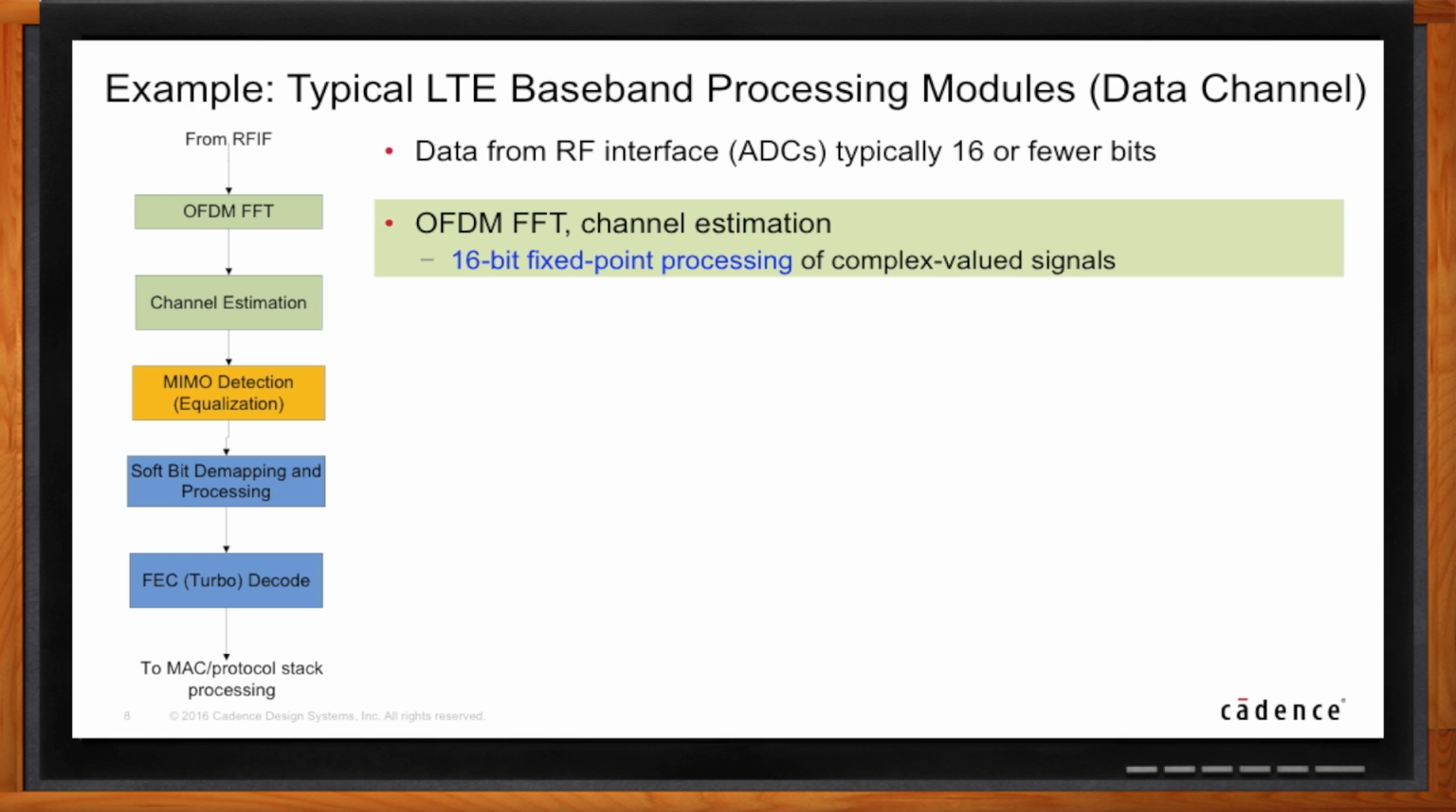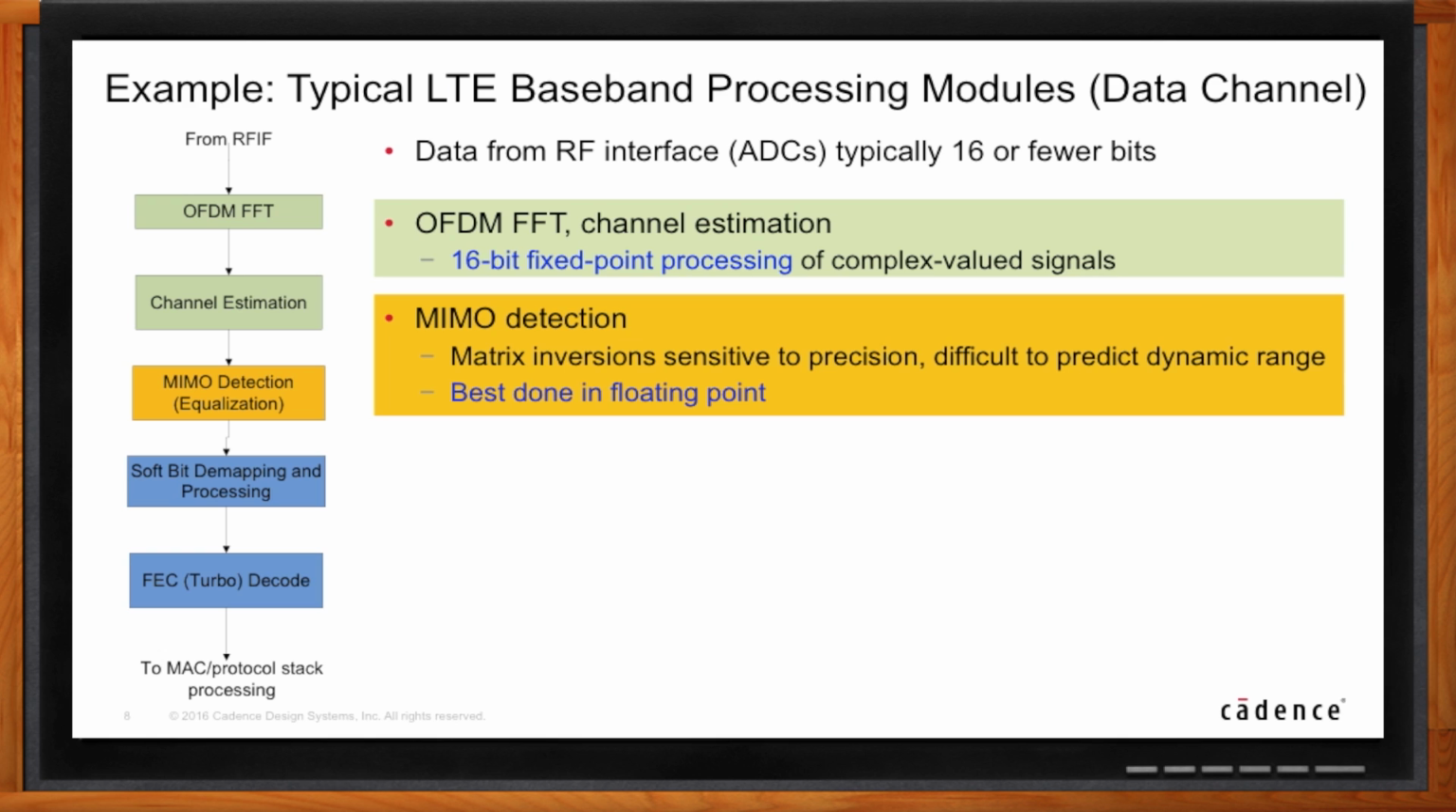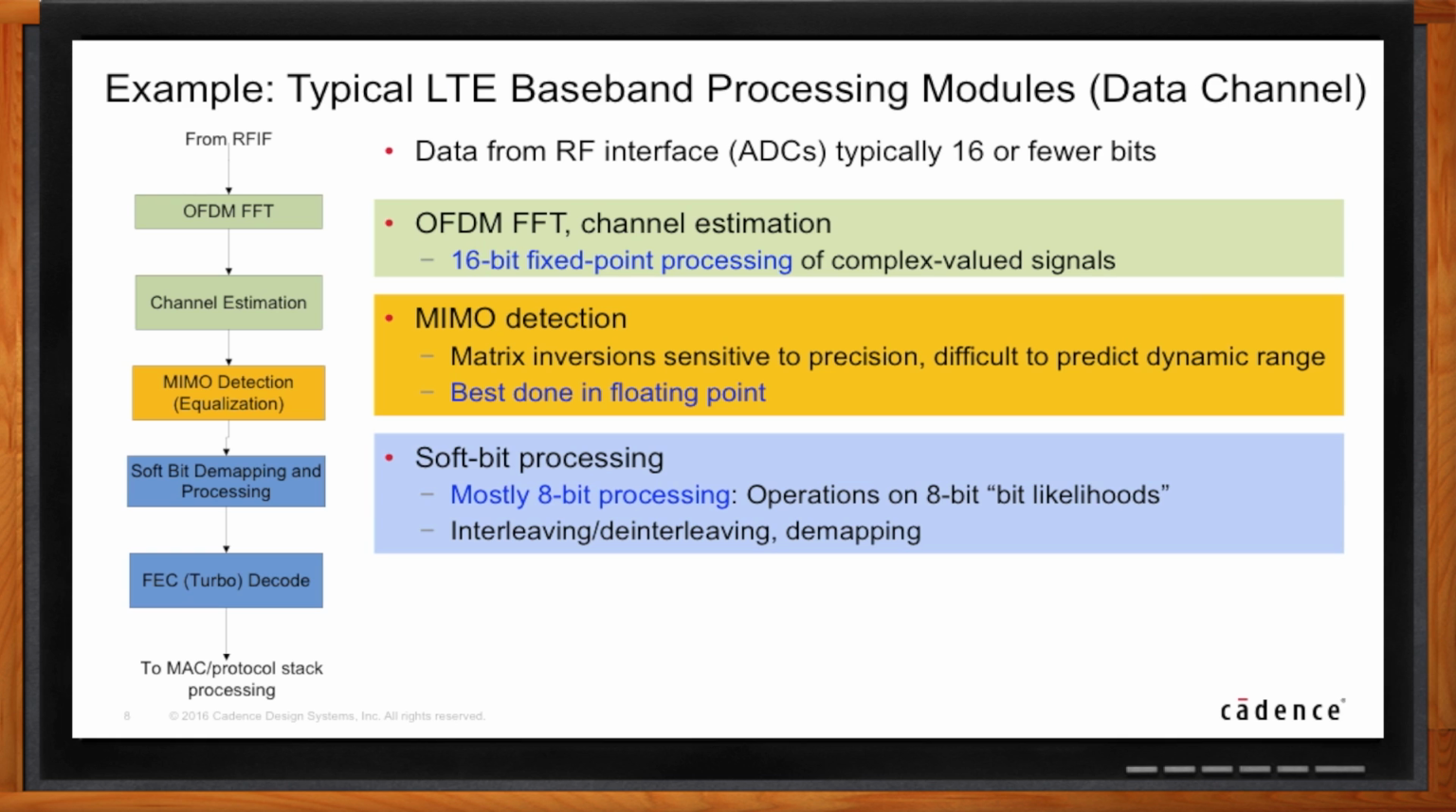However, as you go down the processing chain, when you come to MIMO detection, you need higher precision and you need better dynamic range characteristics. So MIMO algorithms, the multiple antenna processing algorithms, are best done in floating point. In baseband processing, once you have processed the signals and once you have come to the point where you are going to detect the user bits, you actually go down.